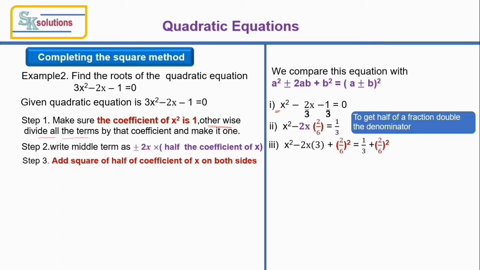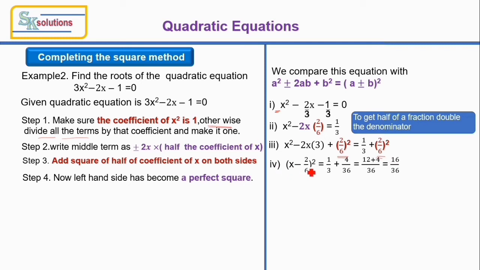Next step, add the square of half of the coefficient of x on both sides. So if you add the square of half of the coefficient of x on both sides, you are going to get 2 by 6 the whole square. We will add on both sides. Now the left hand side has become a perfect square, x minus 2 by 6 the whole square. Now children, you understand why we call this method the completing the square method. Because we are completing the perfect square on the left hand side of the equation. That is the reason the method name is completing the square method.